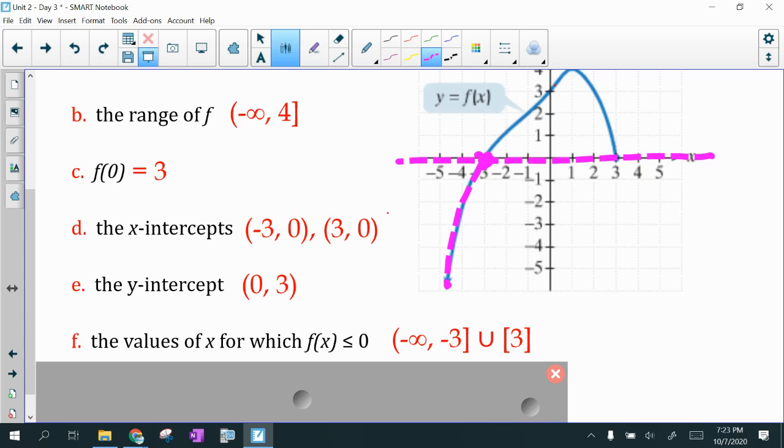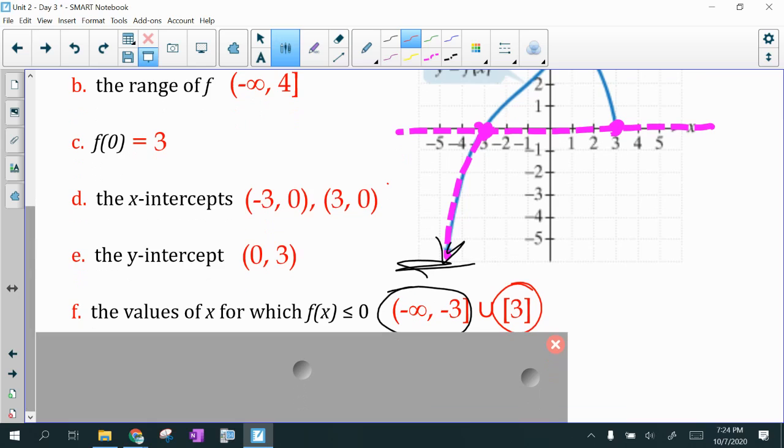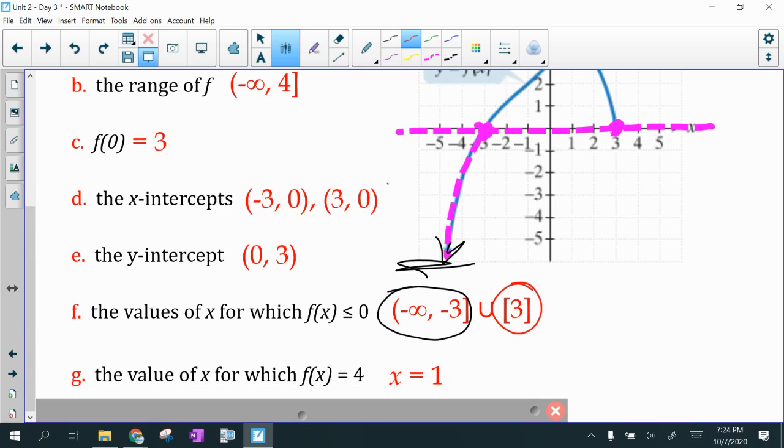So I can say, what values of x am I looking at? Well, it's definitely going to be including this section in here. Again, my arrowhead is still there, so I'm going to say it's going to be from negative infinity to negative 3. But please note, it does get back to 0 here, so I also have to make sure I include the x-coordinate of 3.